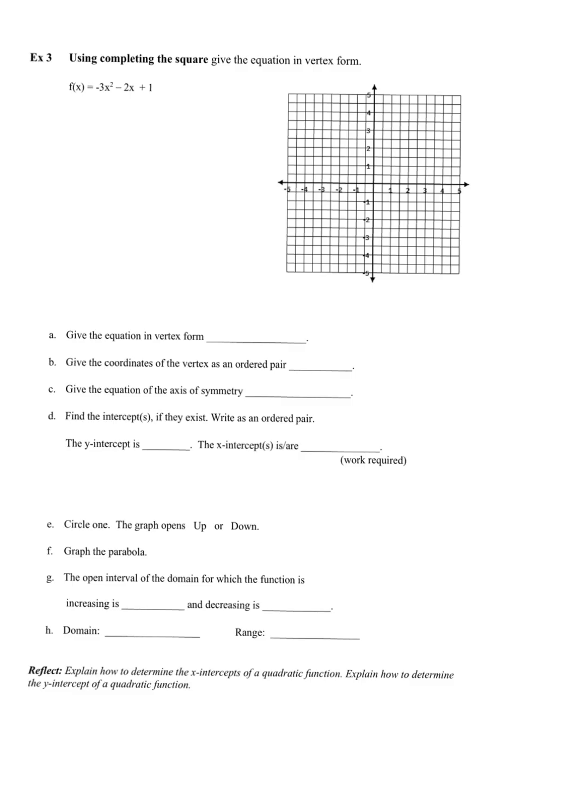Example 3, using completing the square, give the equation in vertex form. So we're going to start by moving the constant over. So f of x minus 1 equals -3x squared minus 2x. Now notice I didn't add my plus blanks yet. That's because a is not 1, so I have to factor that out first. So factor out the -3, that gives us x squared plus 2/3 x, and then add your plus blanks.